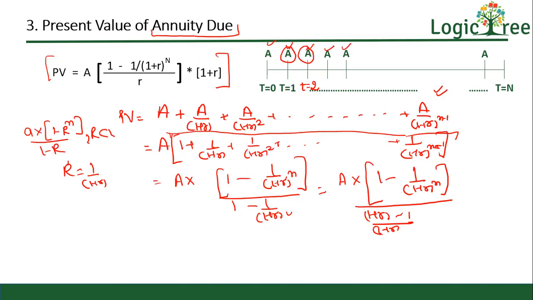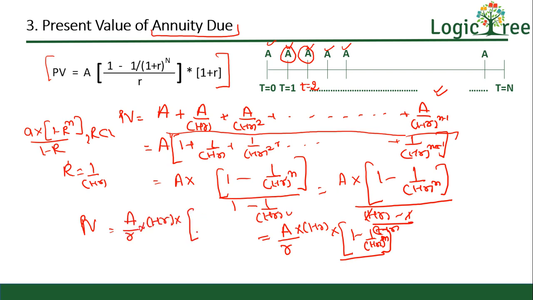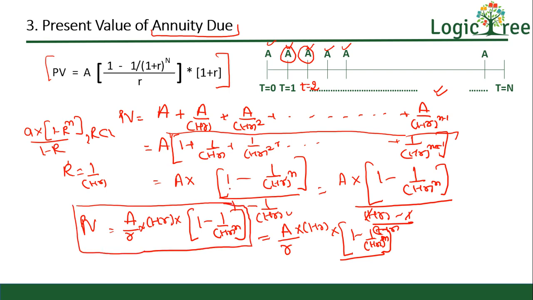So I don't have such a term in this case. So this 1 plus r will get multiplied above, so it will become A into 1 plus r. Now in the denominator, this one and this one will get cancelled and we will get r into 1 minus 1 upon 1 plus r raised to the power N. So the formula becomes: the present value of a series of equal cash flows starting at the start of the period is given as A upon r into 1 plus r into 1 minus 1 upon 1 plus r raised to the power N. So guys, this is the derivation of the present value of an annuity due.